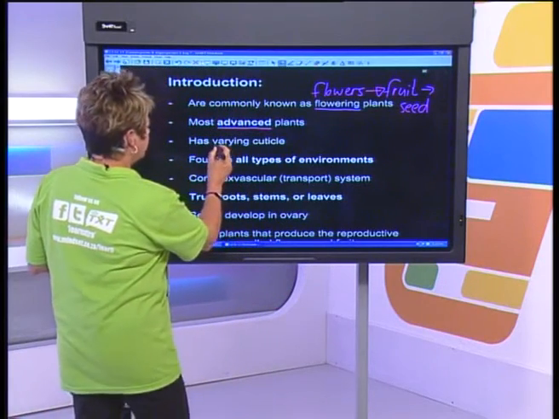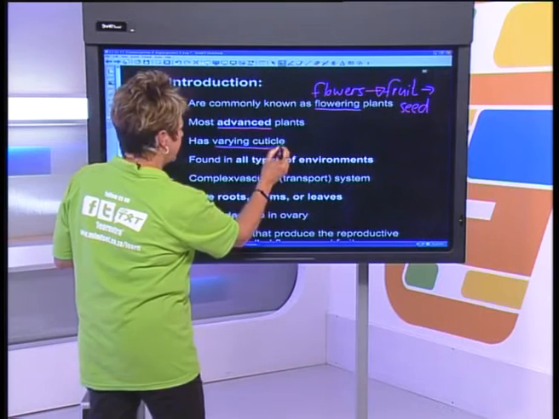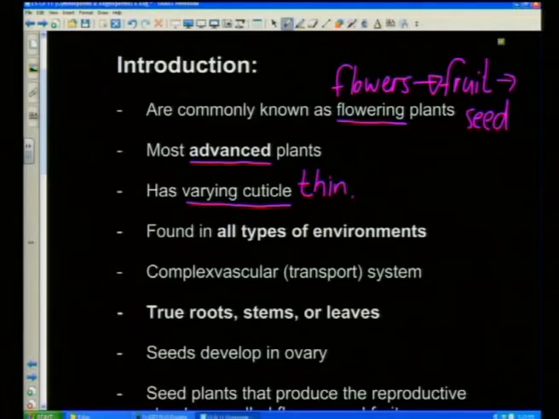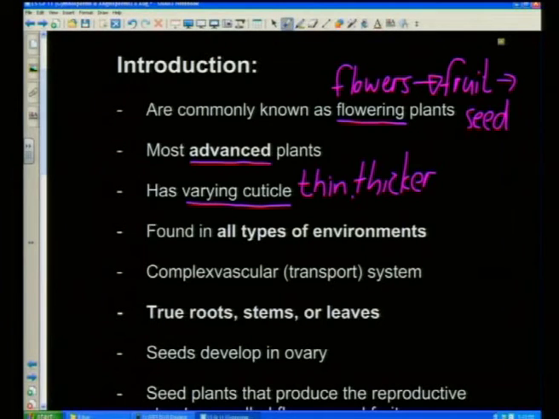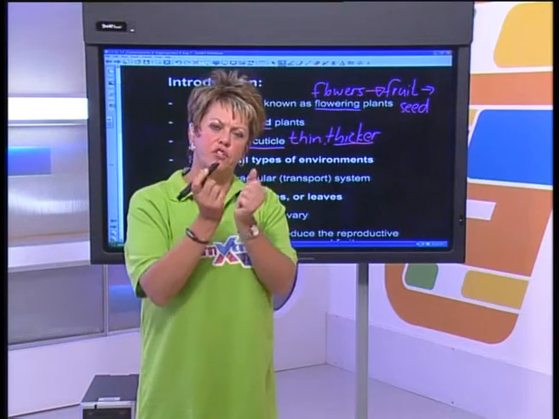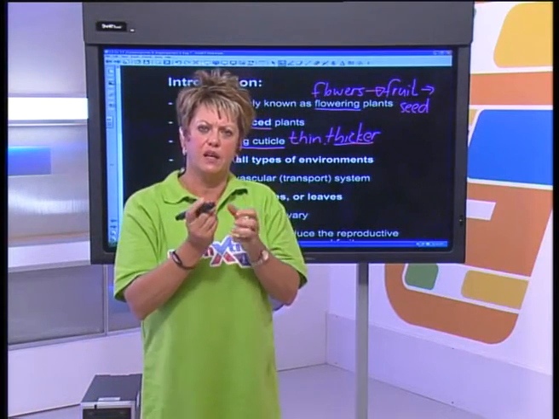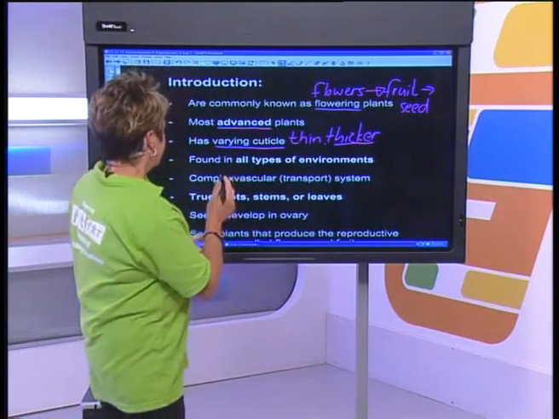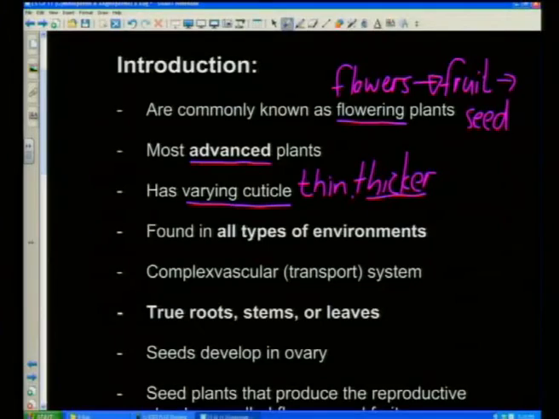They have varying cuticles, meaning that some cuticles will be thin, some cuticles will be a bit thicker, depending on which environment they are growing in. If you think about the xerophytes, which are the plants growing in the desert, they need a thick cuticle to conserve water and to maintain the water inside the plant so they don't dry out quickly. All right. Then, like I said, they're found in all types of environments.